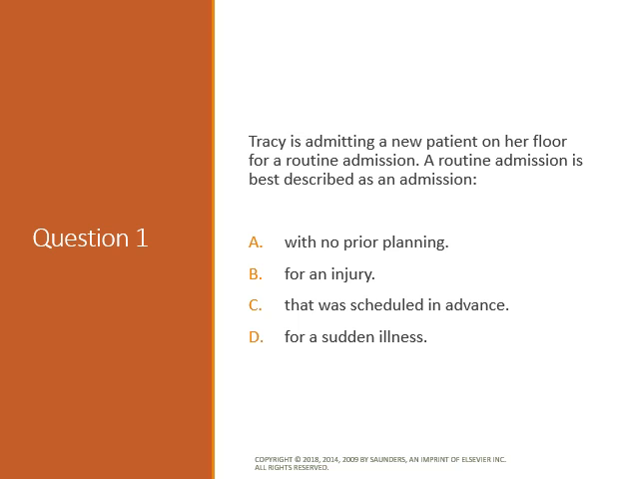Okay, let's review a couple of questions. Question number 1. Tracy is admitting a new patient on her floor for a routine admission. A routine admission is best described as an admission with no prior planning, an admission for an injury, an admission that was scheduled in advance, or an admission for a sudden illness. What is a routine admission? Please consider your response for this question. The correct response is C. A routine admission is an admission that was scheduled in advance.